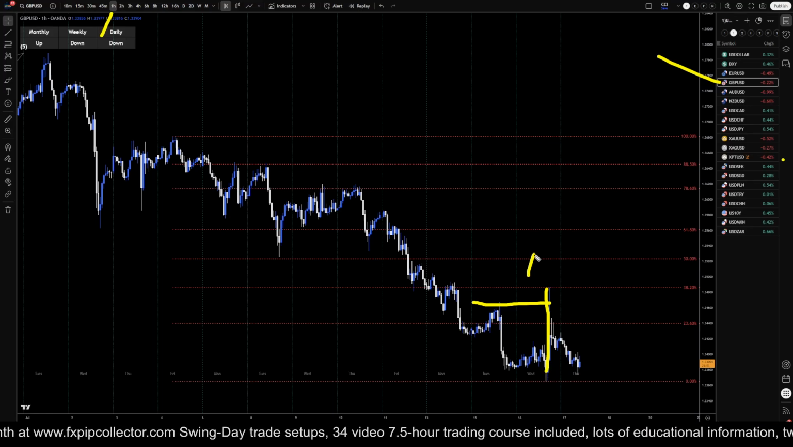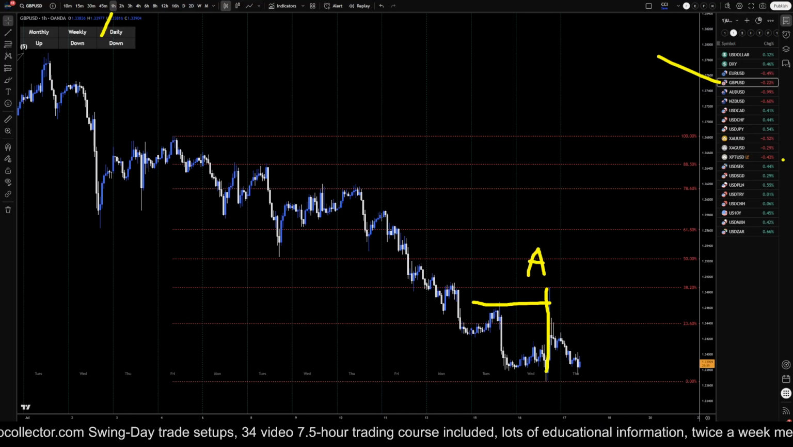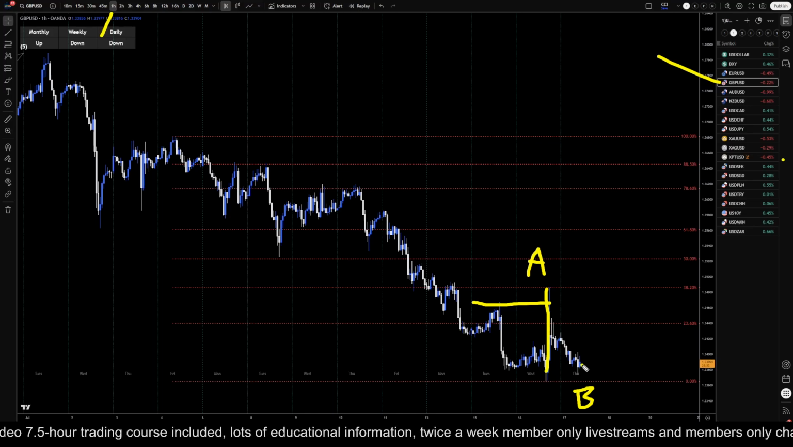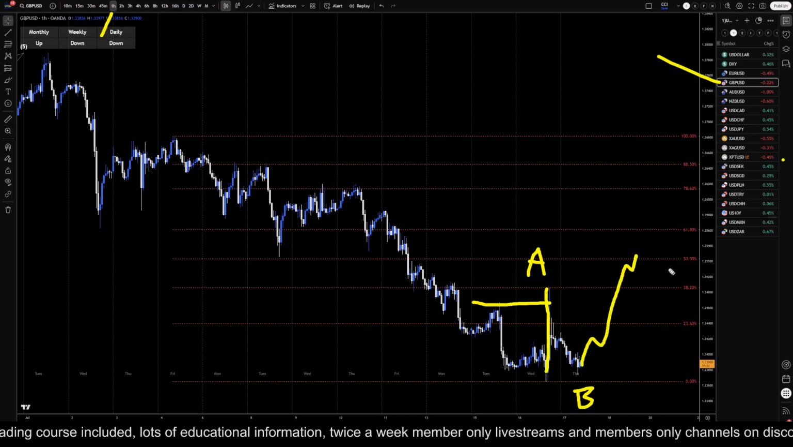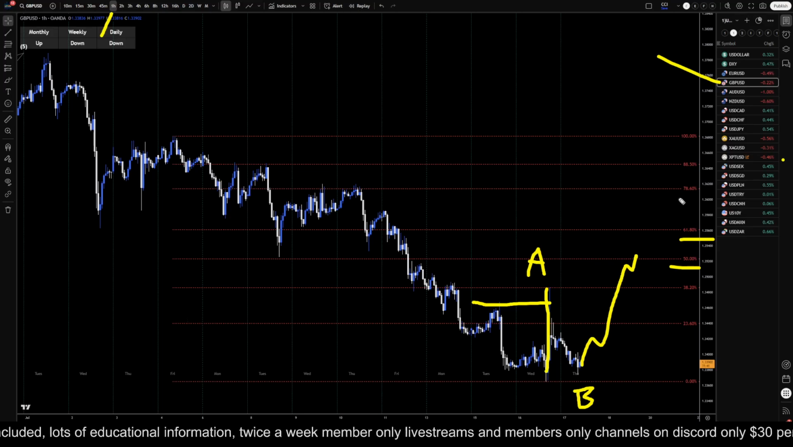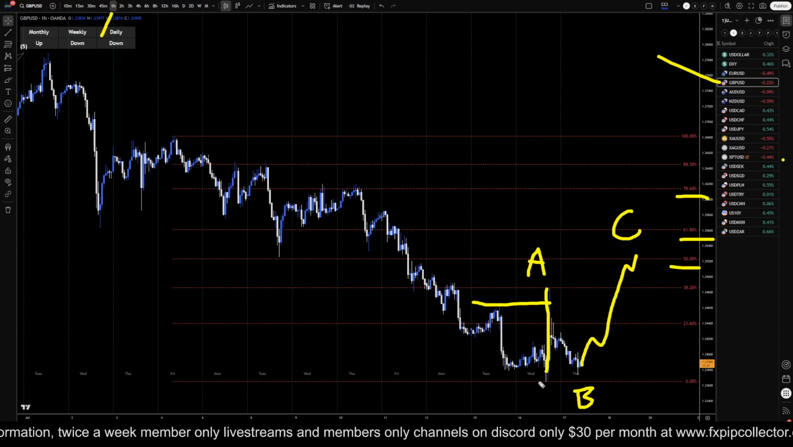Now, I was thinking that this big move up was actually going to be an A of a correction, which would likely be a correction to this whole move down, and that this move that we're currently in is actually going to be a B, and this potentially is going to go up to one of these higher Fibonacci levels, like the 50, 60, or 78% Fibonacci retracement for a wave C. So definitely keep an eye on it.